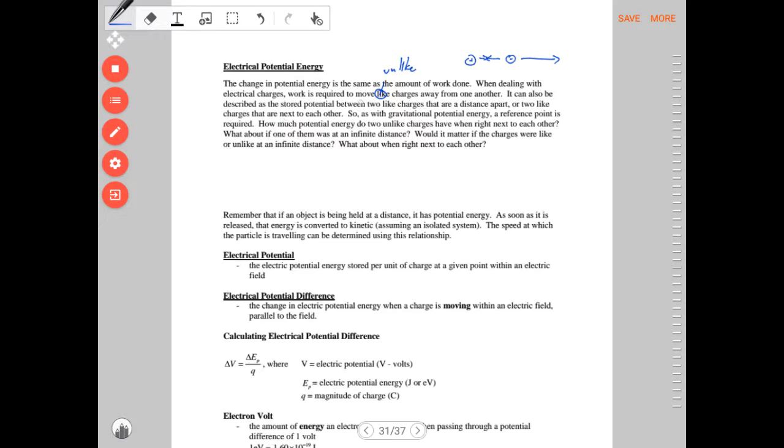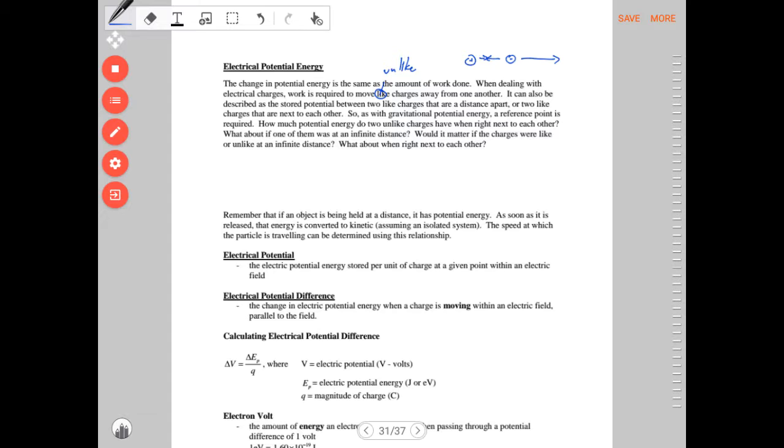So work is required to move unlike charges away from one another. It can also be described as the stored potential energy between 2 like charges at a distance apart, or 2 like charges that are next to each other. As with gravitational potential energy, a reference point is required, right? Usually for gravity, we use the ground. How much potential energy do you have with respect to the ground? Here, how much potential energy do 2 unlike charges have when they're right next to each other?